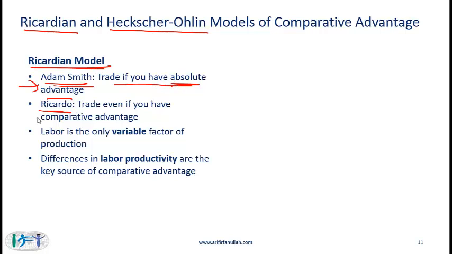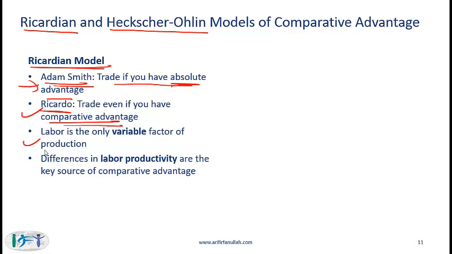But David Ricardo built on that and said we should trade even if we have a comparative advantage. And this is important because what Ricardo is saying is that if you don't have an absolute advantage but you do have a comparative advantage, then it still makes sense for you to trade.